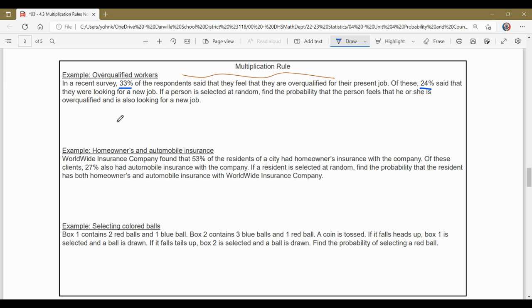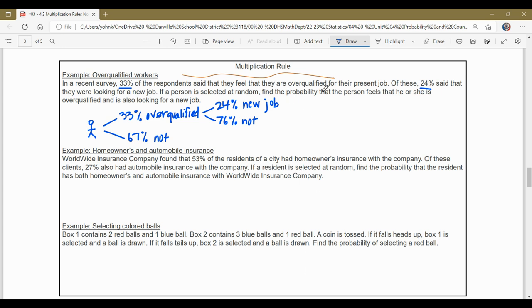Okay, well, I'm going to try to teach this with tree diagrams. Maybe that'll help more. All right, so the people were either 33% overqualified or 67% not overqualified. So this is overqualified and not. And then it says of the 33%, 24% say they were looking for a new job. So I guess that means that there would be 76% not.